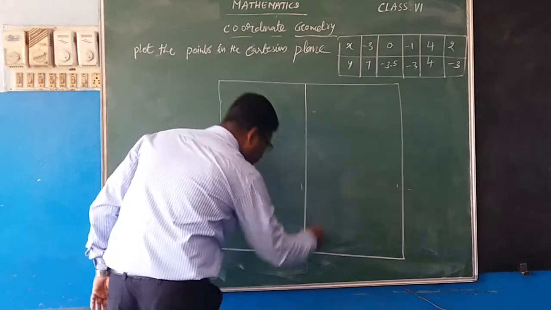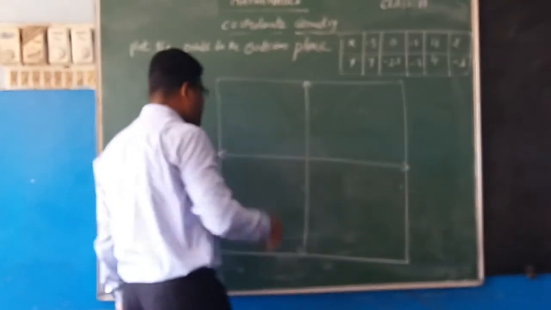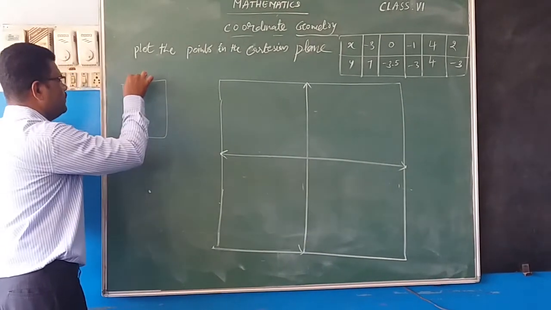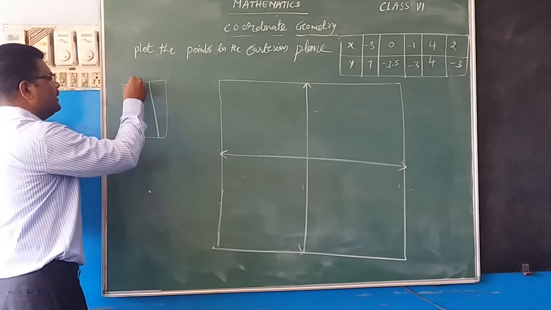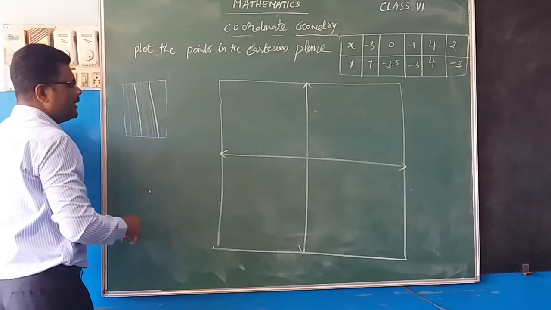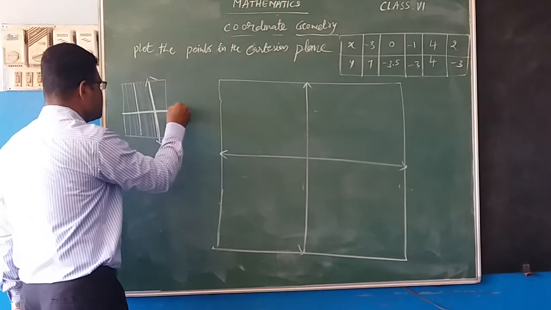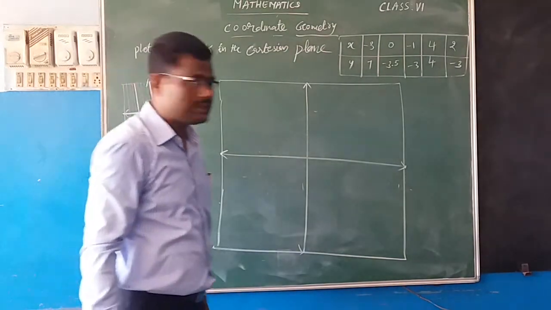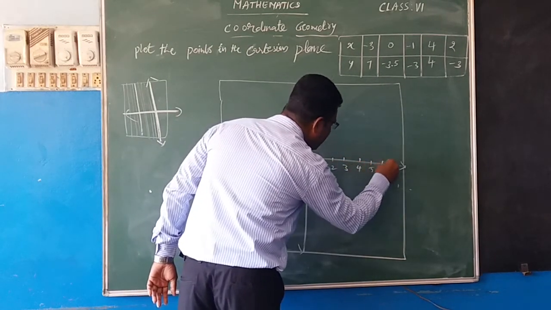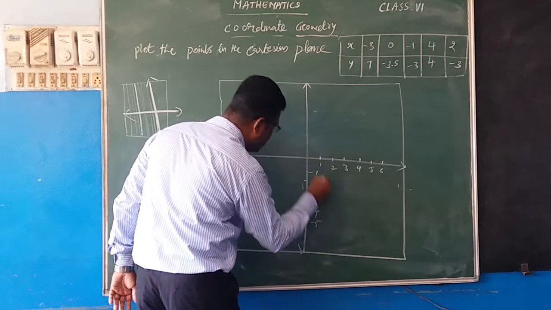This is a graph sheet. In the graph sheet you can see thick lines as well as thin lines. We need to represent the graph on the thick lines. Like this you need to draw the x-axis and the y-axis. Clear? So these are the points 1, 2, 3, 4, 5, 6, and -1, -2, -3, -4, -5.